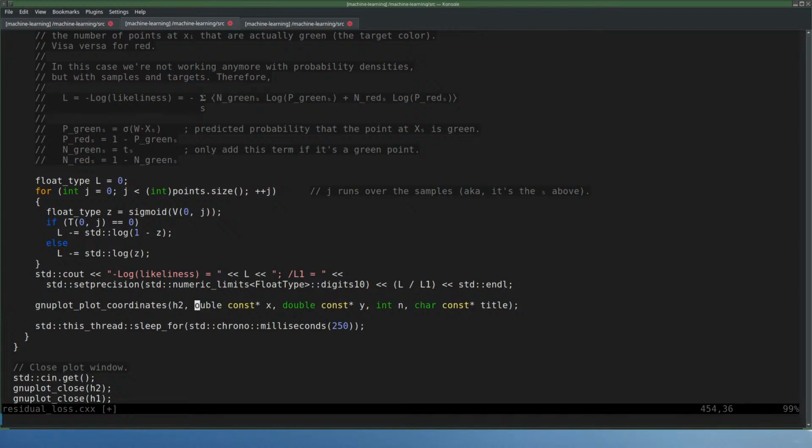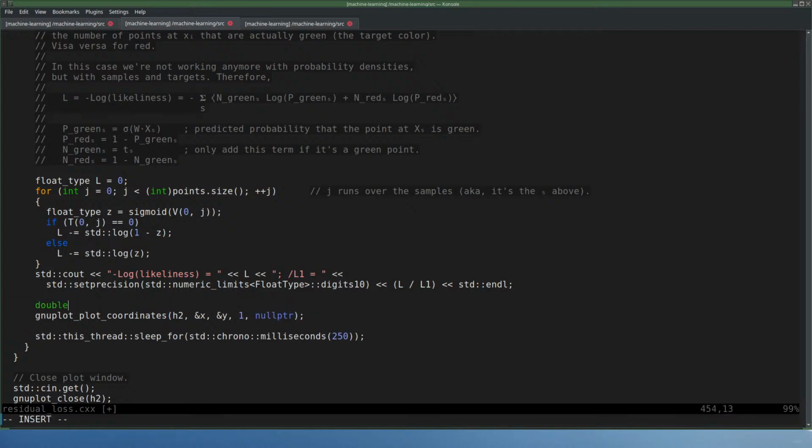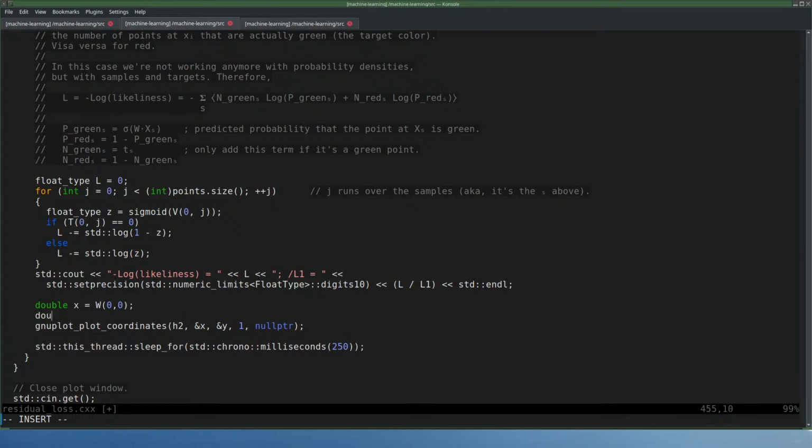My X is a pointer to, it must be a double. Pointer to X then. Pointer to Y. Only 1 point, and this is a null pointer. Double X is the current value of W0, and the Y value is my loss function.